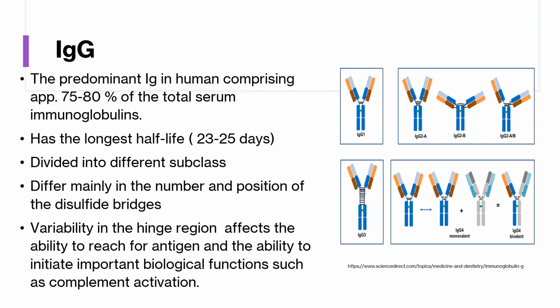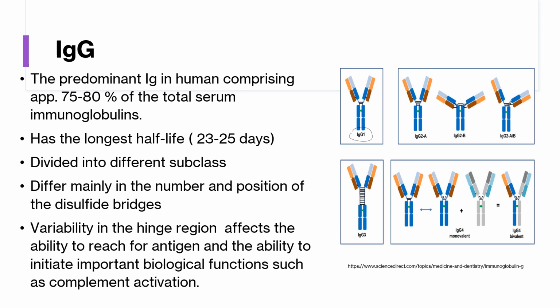Okay, so let's discuss the specific immunoglobulin classes, and let's start with IgG, or immunoglobulin class G. Now IgG is the predominant immunoglobulin in humans, comprising about 75 to 80% of the total serum immunoglobulins. It has the longest half-life of about 23 to 25 days, which of course may help to account for its predominance in the serum. Now your IgG is divided into 4 major subclasses with the following distribution.